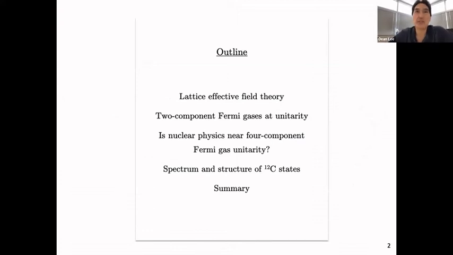I will tell you about the unitary limit, two-component, four-component Fermi gases, and the connection between cold atoms and nuclear physics. So here's my outline.